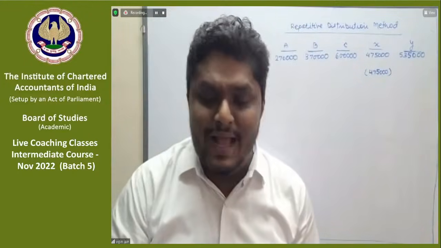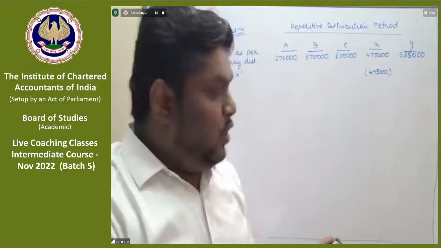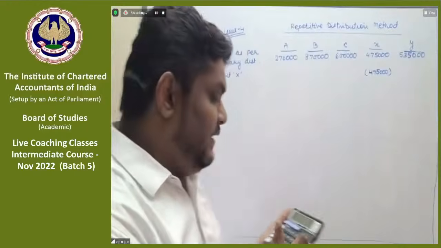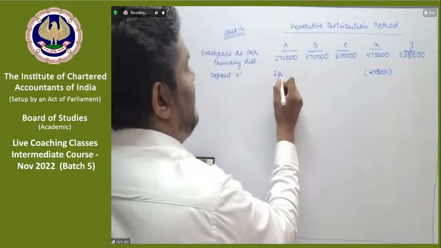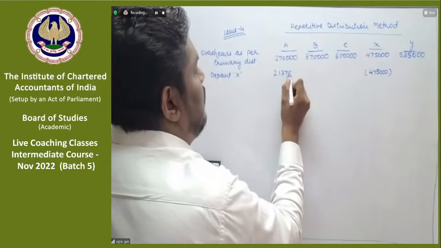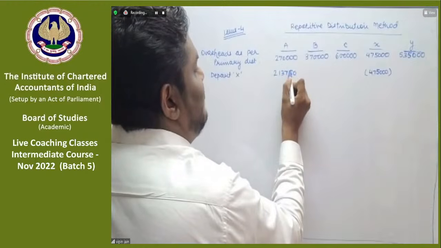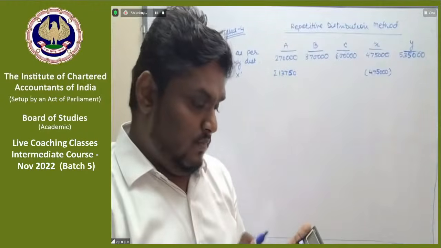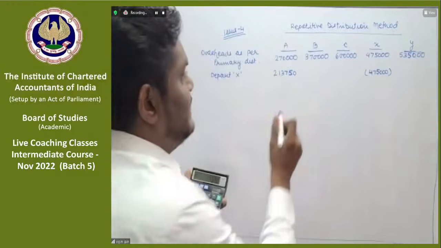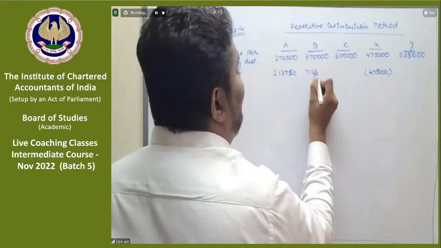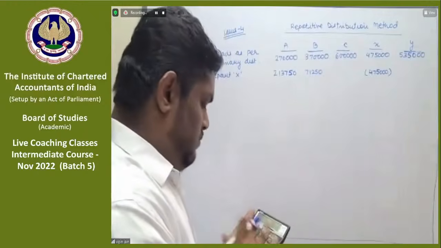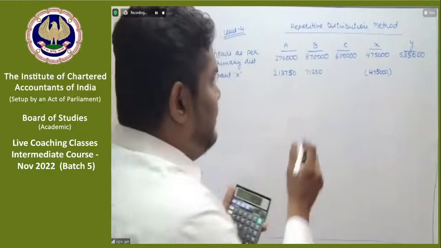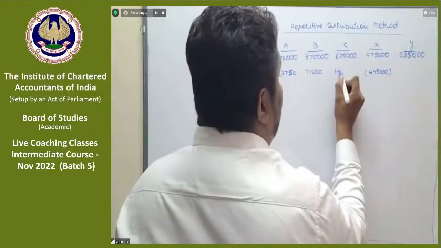Yes, Vijay Gore, the answer will be the same. So 4,75,000 into 45%. This will be 2,13,750. This will be 71,250. This will be 30%. This will be 1,42,500.